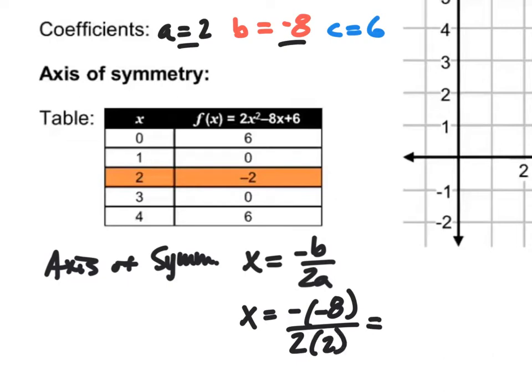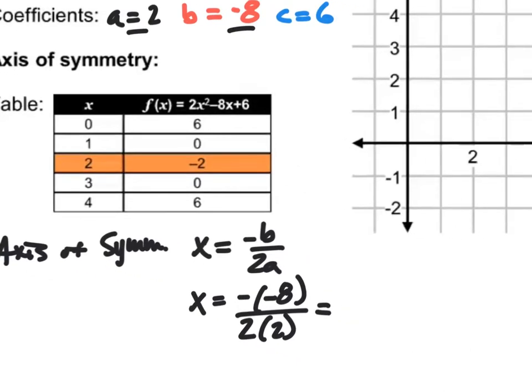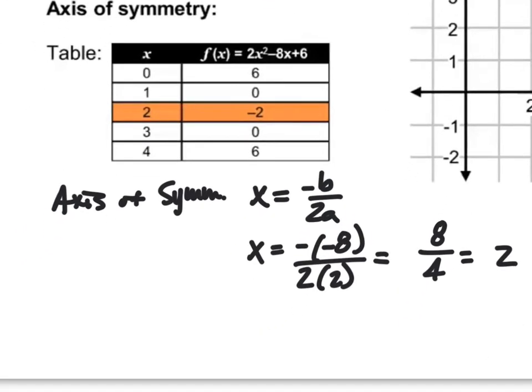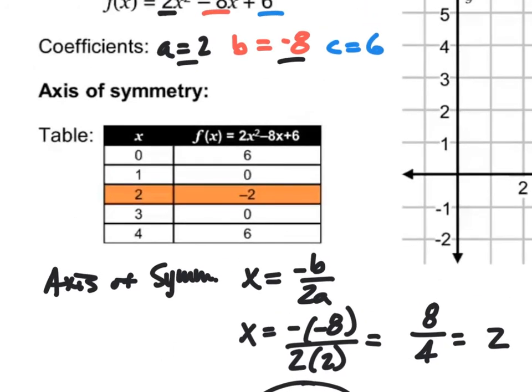I evaluate that, and the opposite of -8 is actually +8 over 2 times 2, which is 4, which gives me a value of 2. So the axis of symmetry is the line x equals 2. And that's all I need. If I take those values and plug them into that little formula, I get that x is equal to 2.